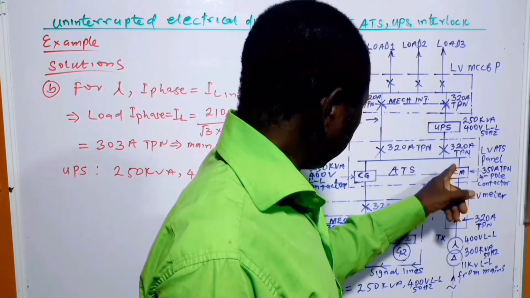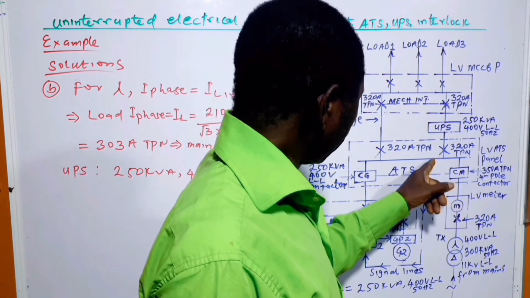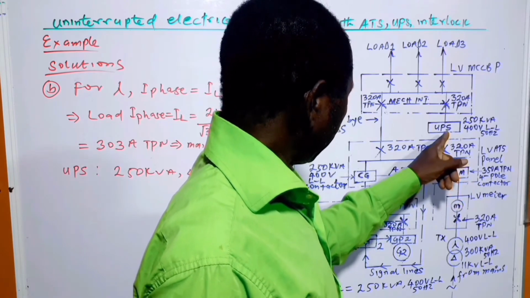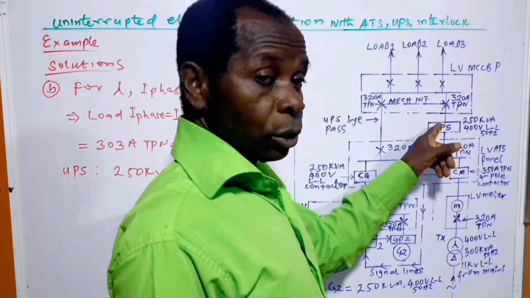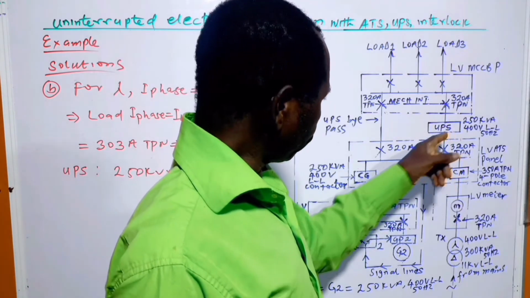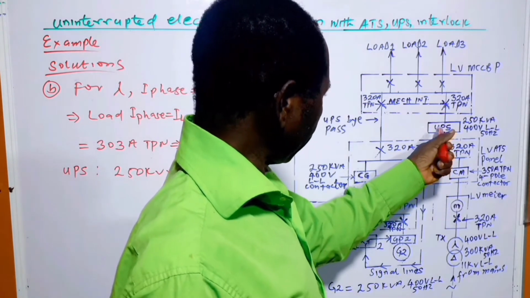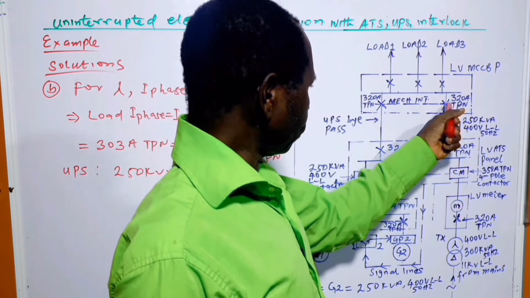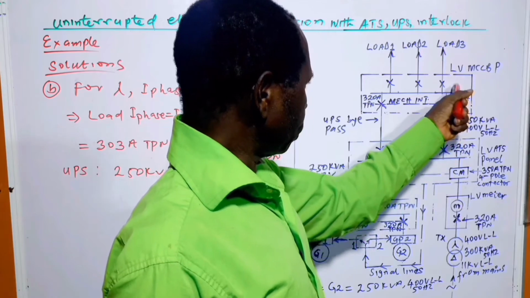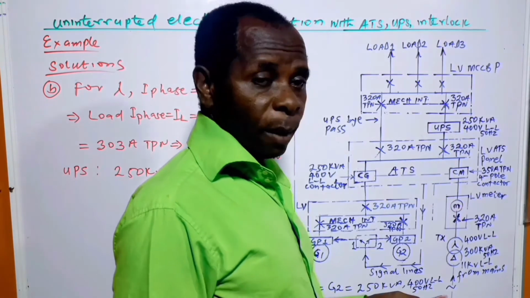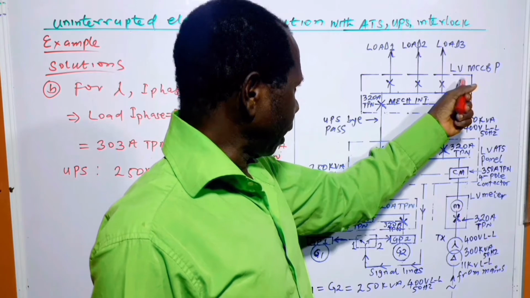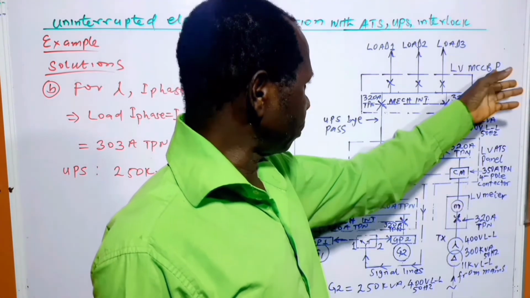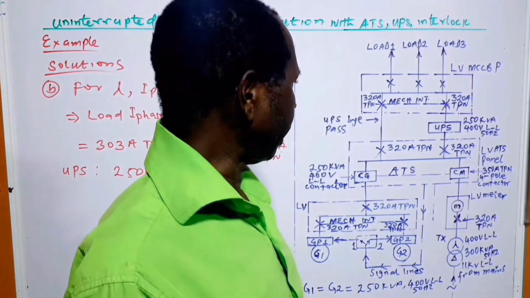So the mains delivers power to this common bus section, and from here the power enters the UPS. Okay, the uninterrupted power supply unit receives power. So from here it goes into this panel, which is the load panel. It's the LV, low voltage panel. It's an MCCB panel anyway. That is the meaning of P, it means panel.